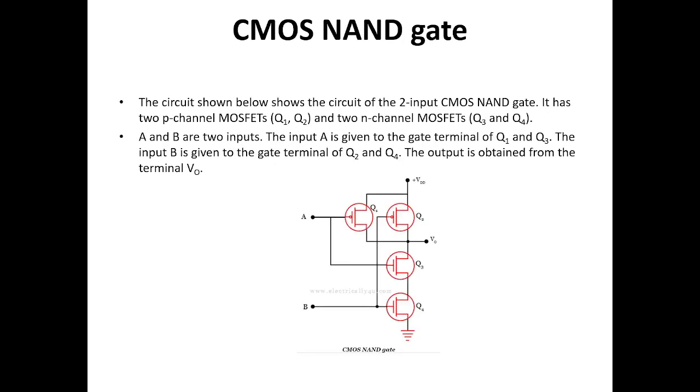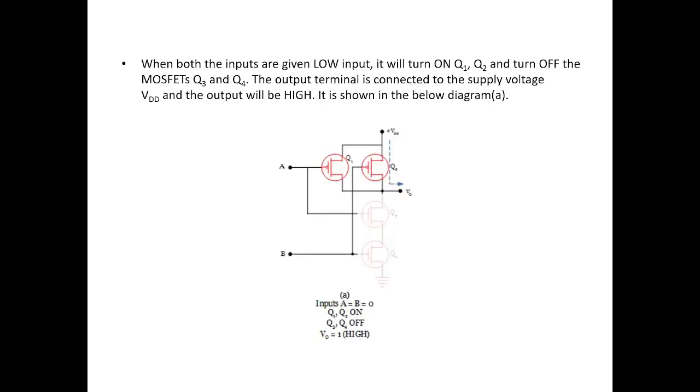Next, we will see how a CMOS NAND gate works. This circuit shows the 2 input CMOS NAND gate. It has 2 P-channel MOSFETs, that is Q1 and Q2, and 2 N-channel MOSFETs Q3 and Q4. Here we are taking 2 inputs A and B. Input A is given to the gate terminal of Q1 and Q3, and input B is given to the gate terminal of Q2 and Q4. And the output we are taking from V0. So, let us see how it is performed.